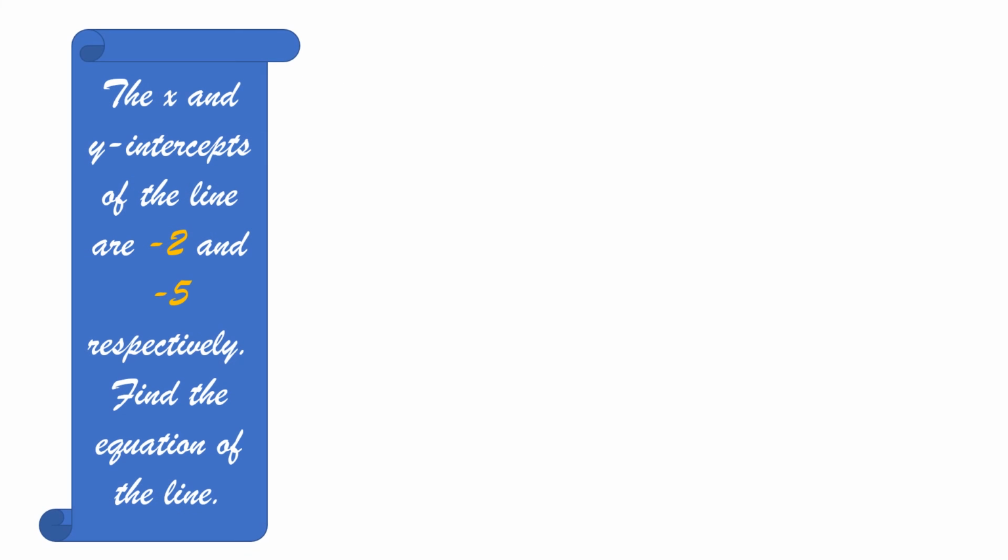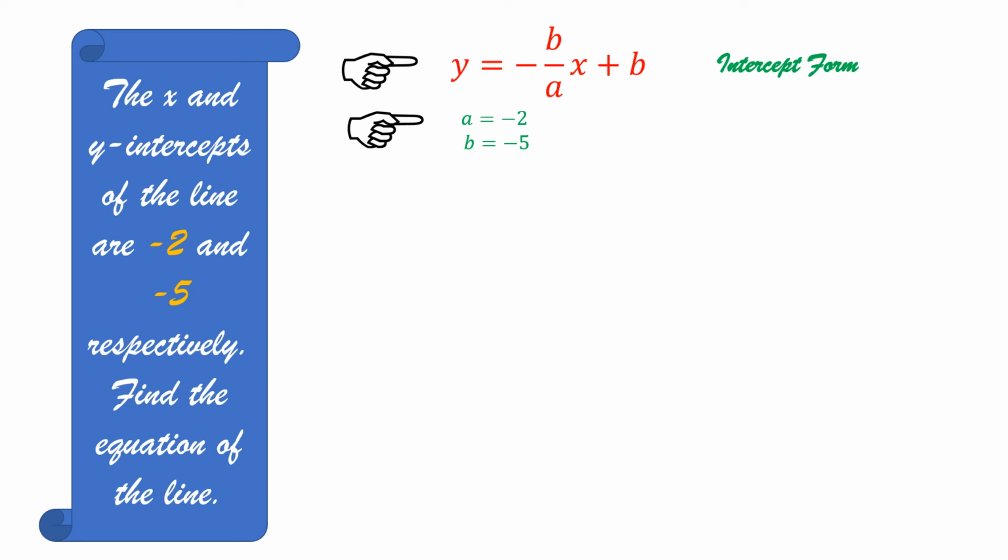Next example is the x and the y-intercepts of the line are -2 and -5 respectively. You are asked to find the equation. We will still be using the intercept form. So let us first determine the values of a and b. Your a is -2 because that is the x-intercept. Your b is -5 because that is the y-intercept. So let us now substitute. Y is equal to -5 over -2x plus 4. Let us multiply both sides by -2.